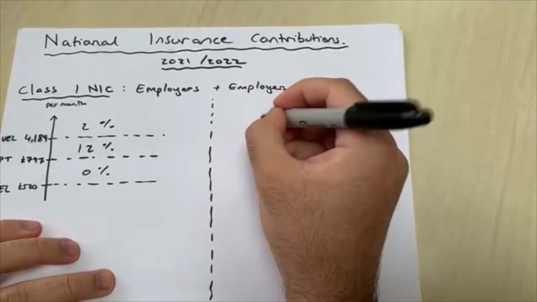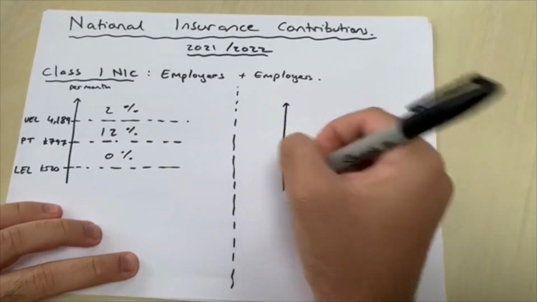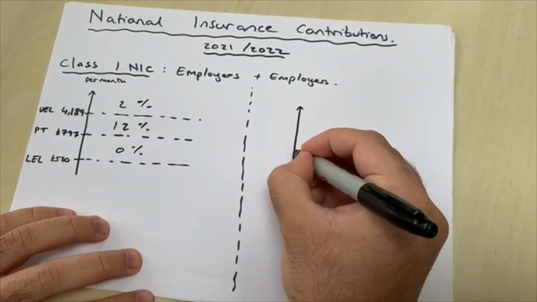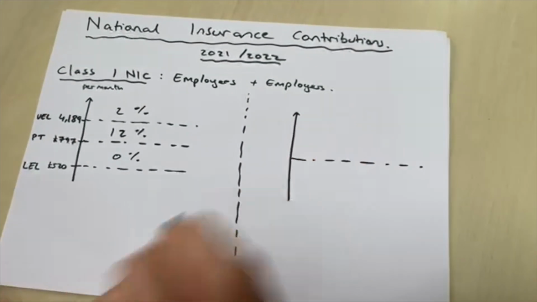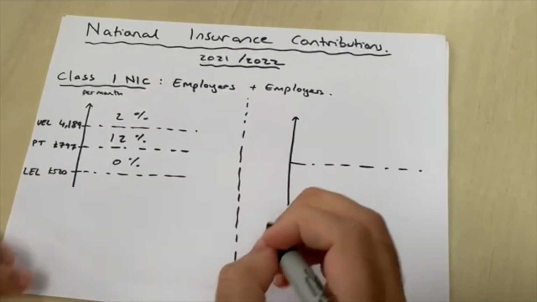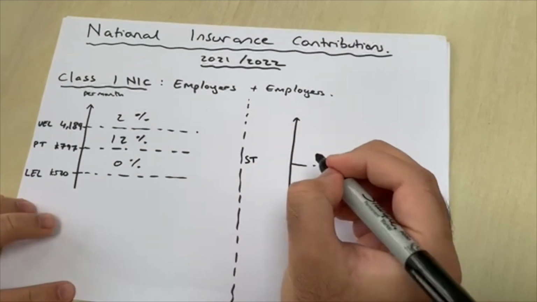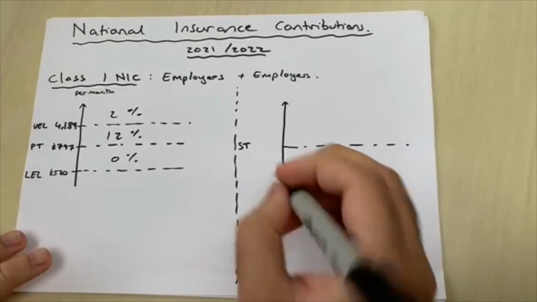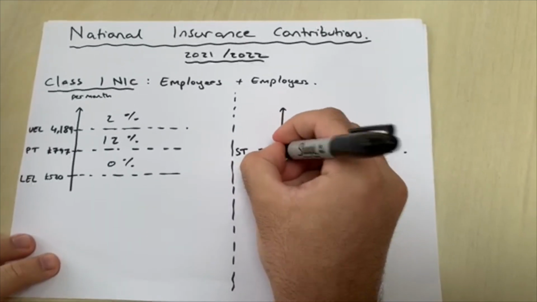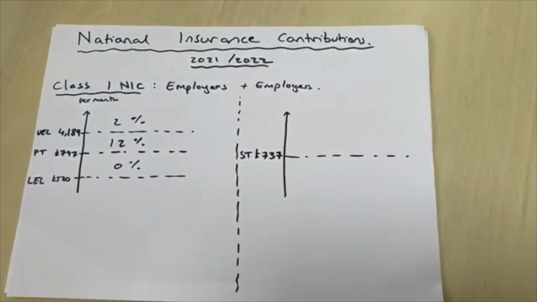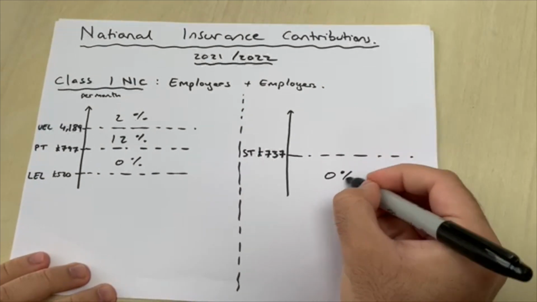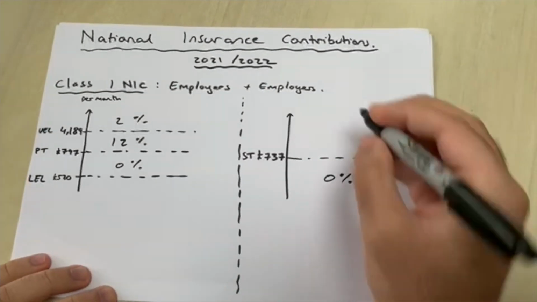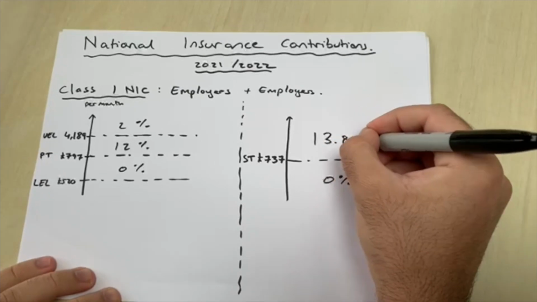Now if we look at employers, it's a lot more straightforward. The limit is called the secondary threshold, I'll put it as ST, and the secondary threshold is £737 per month. So anything below this, your employees will pay 0%, and anything above this rate, your employers will pay a flat rate of 13.8%. Cool, so that was Class 1 National Insurance Contribution.